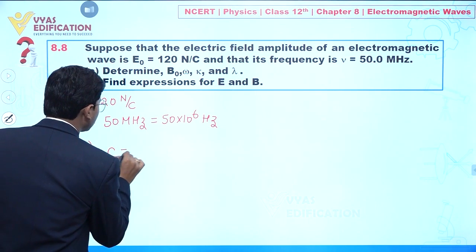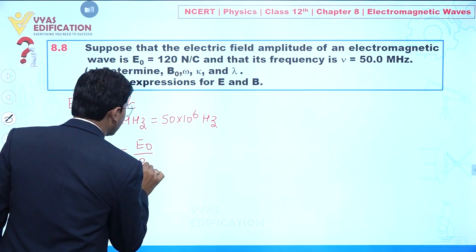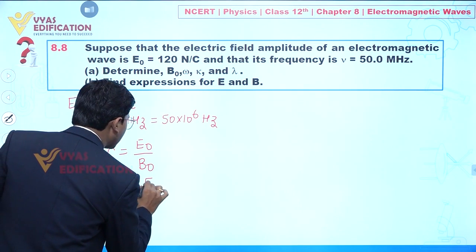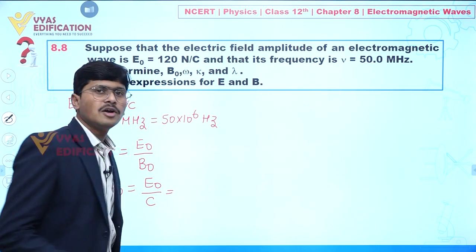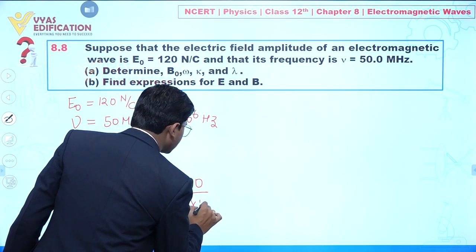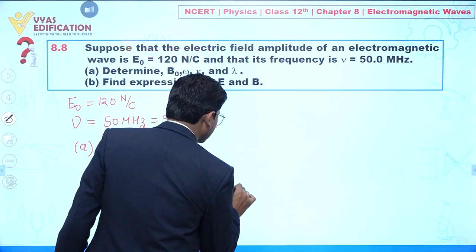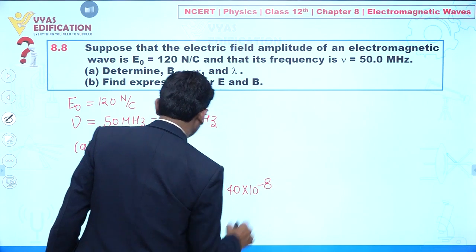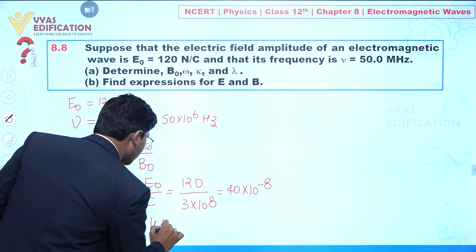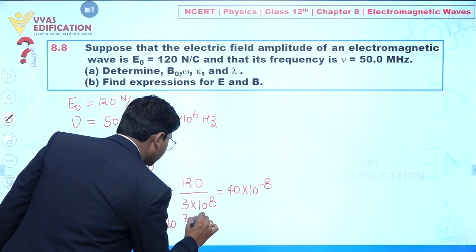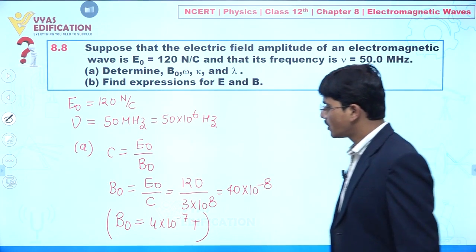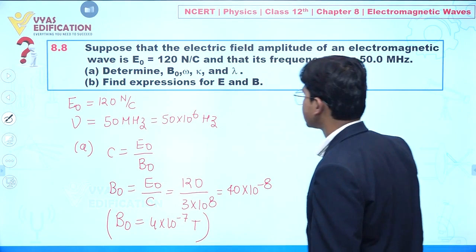So from here we know one relation, C equal to E0 divided by B0, clear. So from here we can write B0 is given by E0 divided by C, clear. Value of E0 is given in this question as 120 Newton per Coulomb, and C is 3 into 10 to the power 8. So this is given by 40 multiplied by 10 to the power minus 8. So from here we can write B0 is equal to 4 into 10 to the power minus 7, and this is Tesla, clear. So the maximum value of magnetic field is 4 into 10 to the power minus 7 Tesla, clear.